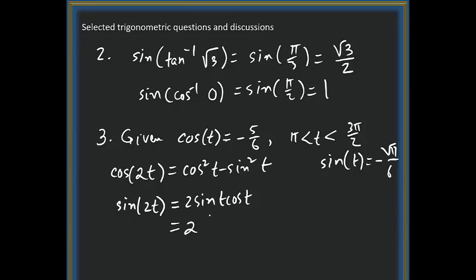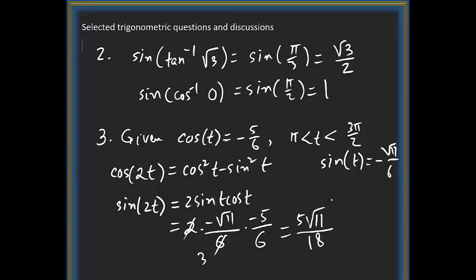2 times sine t is negative square root of 11 over 6 times negative 5 over 6. And then you can further simplify and you will get this one. I'm not simplifying further. If you want to simplify, you can do it like this: you have a 3 times here. Negative negative will be positive, so you get 5 square root of 11 over 18. So that is our solution in this 2t format for sine 2t.